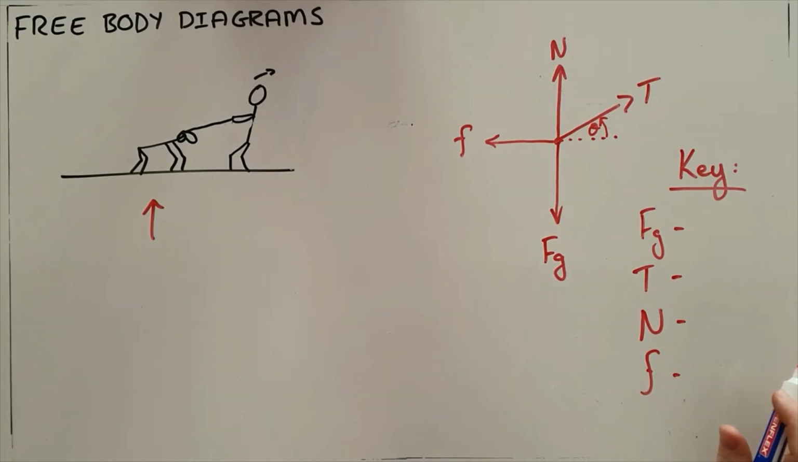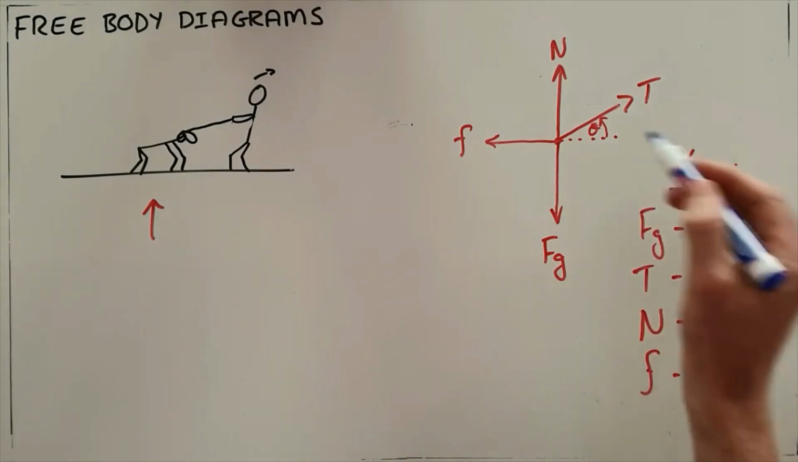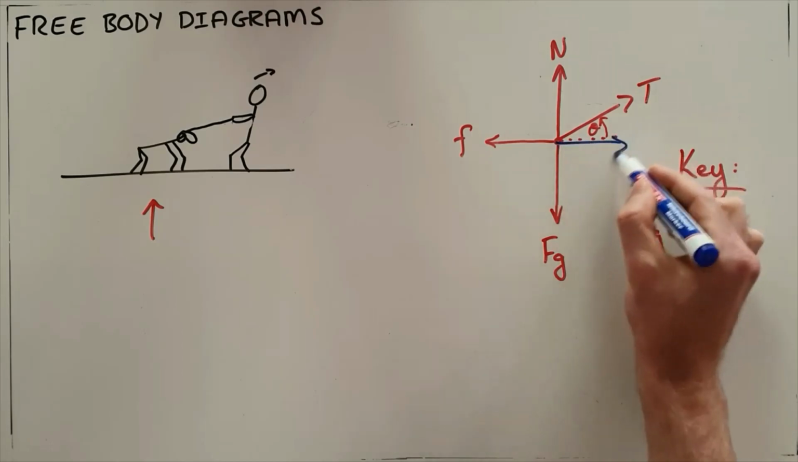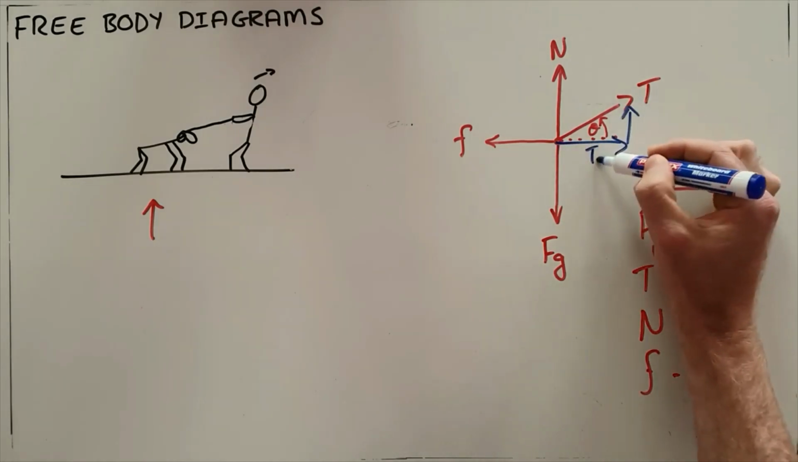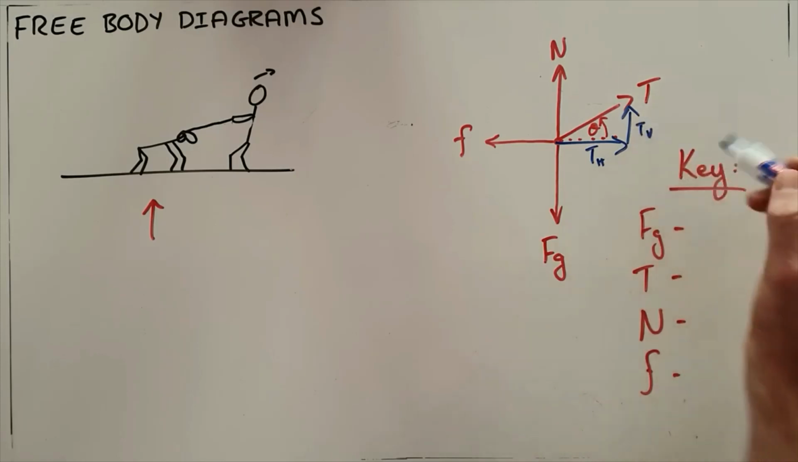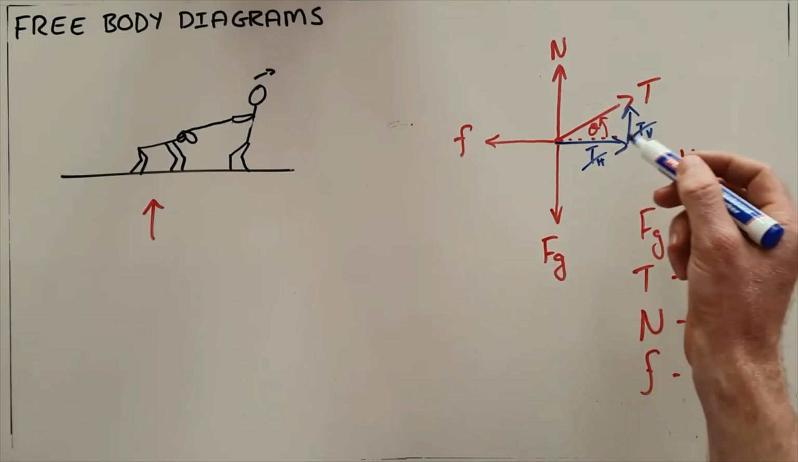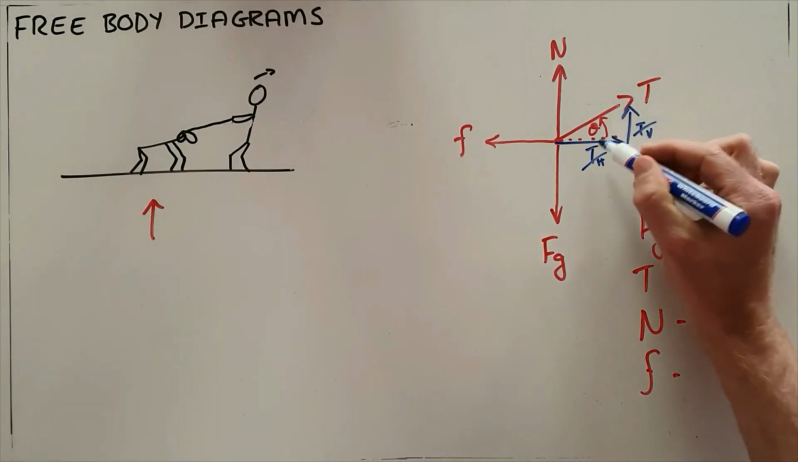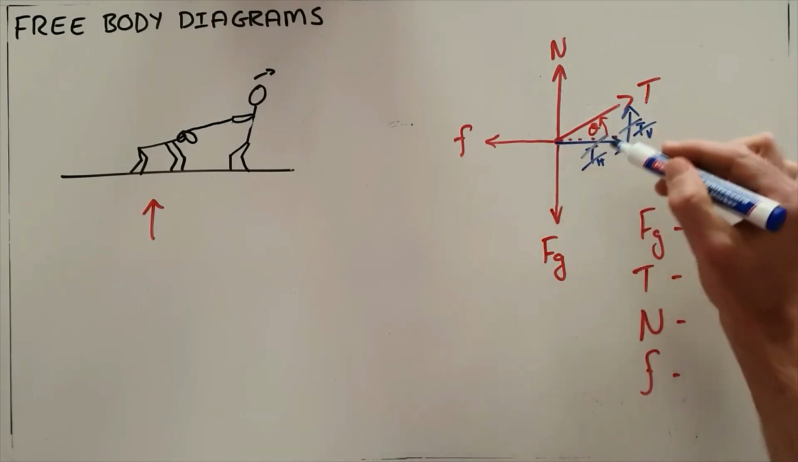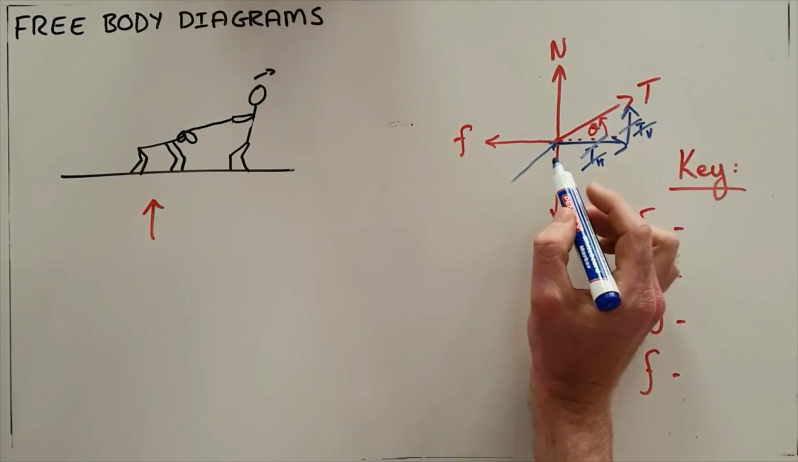A couple of important notes here. You may not draw components of forces onto a free body diagram. So there's a tension force acting at an angle. You may not show the horizontal and vertical components of that tension force, because you are then implying that those forces are also acting on this object. Another thing you may not do is draw arrows that end on this center of mass.